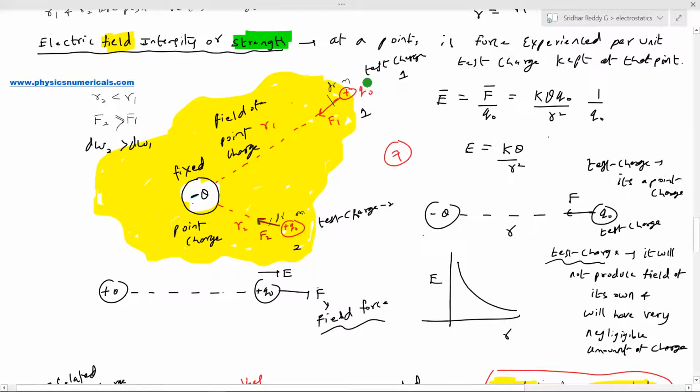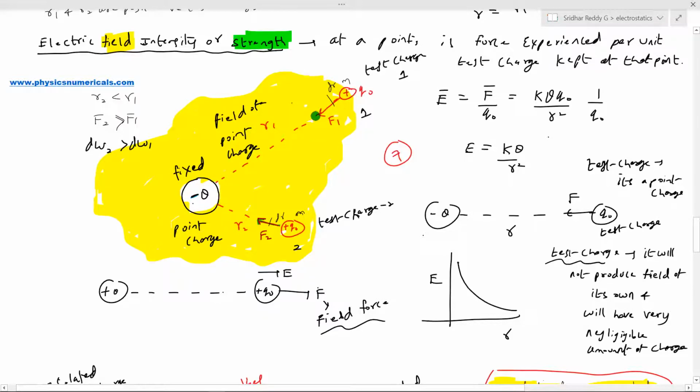Then any other external charge, if it is present in this field, the field will exert a force on it. So what is this force? The force of interaction between the charges. It's a field force, not a contact force. In mechanics we came across contact forces, whereas here the test charge Q naught and this point charge are not in contact, but still they are exerting force on each other.